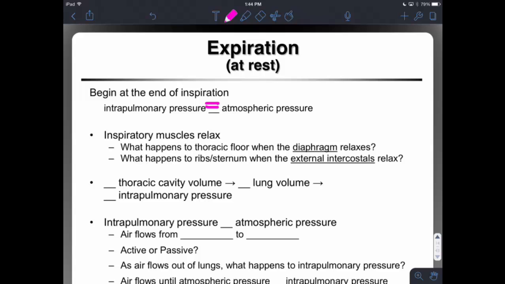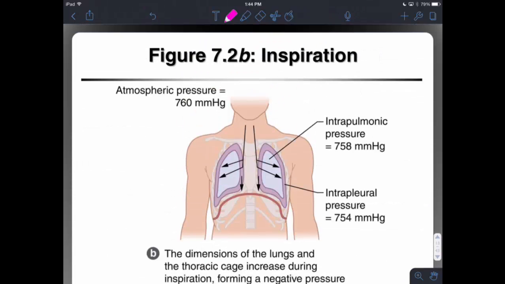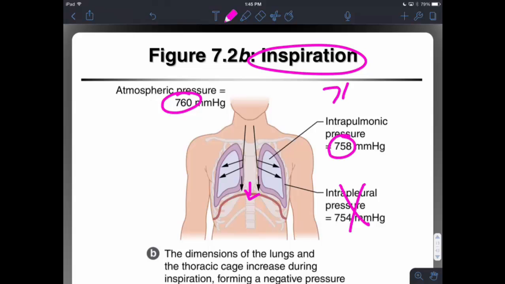So this is what it looks like. Inspiration. You can see that the diaphragm dropped. You can't see, but when the external intercostals contracted, the rib cage lifted, so the lungs expanded from front to back. The atmospheric pressure didn't drop, but the intrapulmonary pressure dropped. Remember, it was 760, now it's 758, because we got an increase in volume, which caused a decrease in pressure.